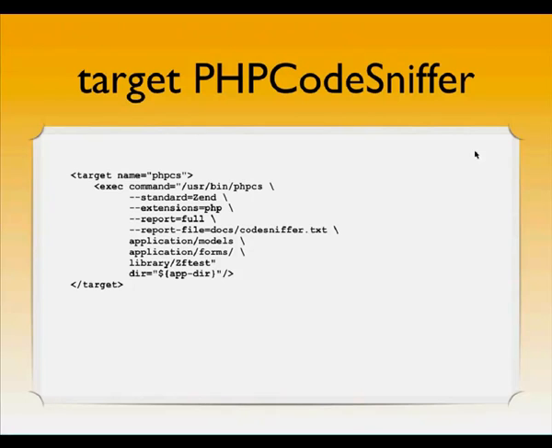For CodeSniffer, there is a task available for CodeSniffer, but it's a bit flaky, so I actually use the exec task, which executes the command line tool. So I pass in the binary phpcs in /usr/bin. I provide it with the parameters that I give on the command line, and again, my usual suspect of directories. And I start this execution in the current application directory.